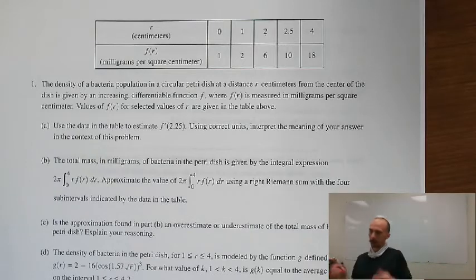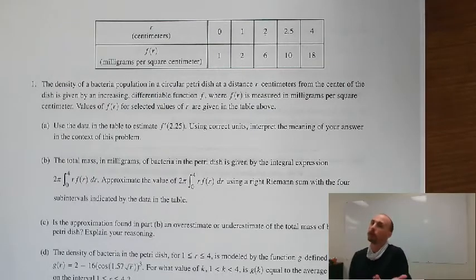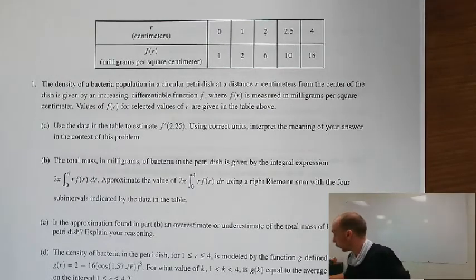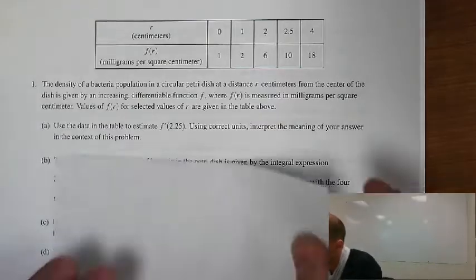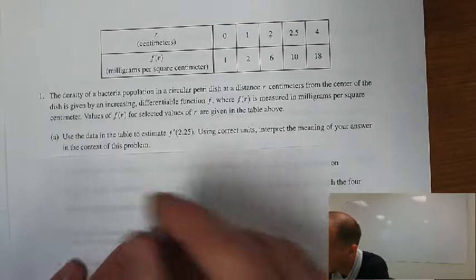So it's talking about the density of the population in a circular petri dish, population of bacteria, where we are measuring from the center of the dish. So it kind of seems like a polar situation, but it's really not. We're not going to have to do anything in a polar way, at least. All right, so use the data in the table to estimate the value of f prime of 2.25.